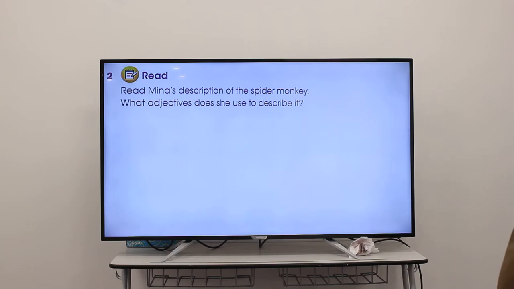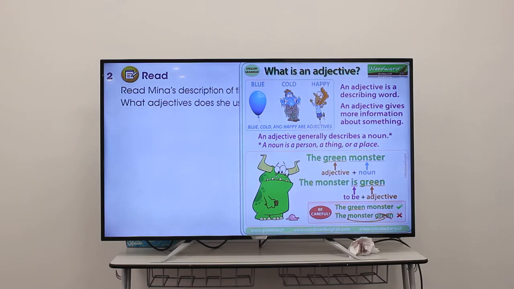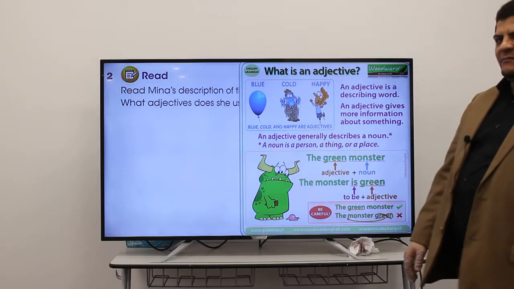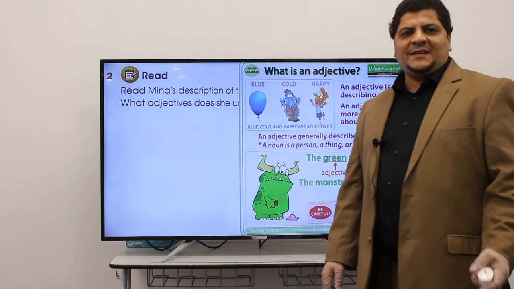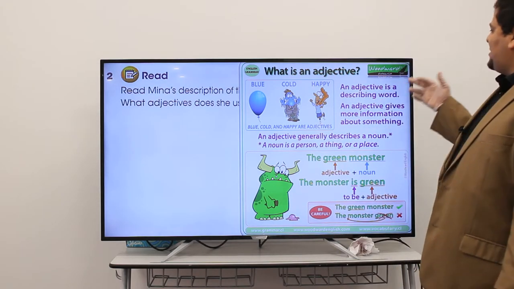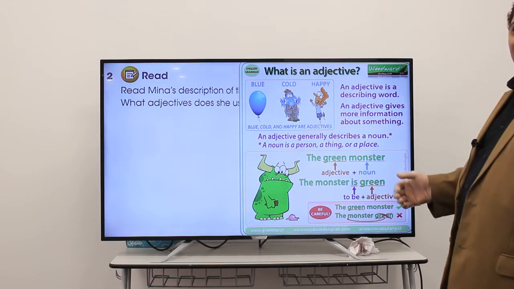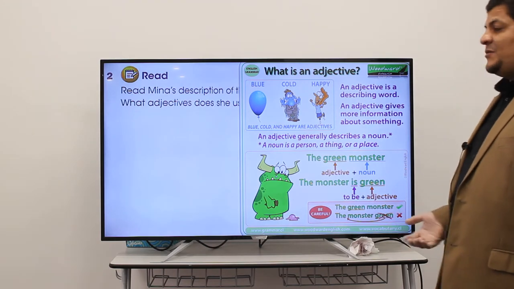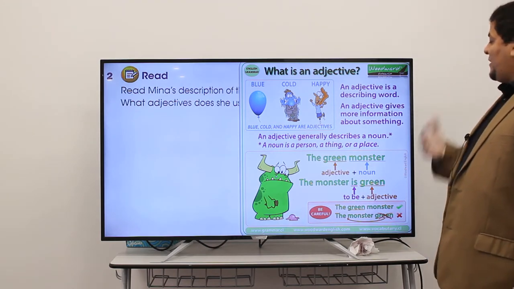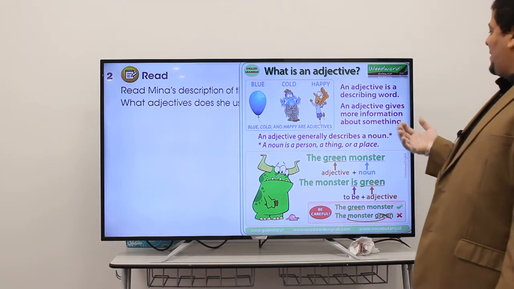Read my description of the spider monkey. What adjectives does she use to describe it? Before we find anything in this, I just need you to look at this. What is an adjective? I want you to remember what an adjective is. An adjective is a describing word, a word that describes a noun, all right? An adjective gives more information about something.